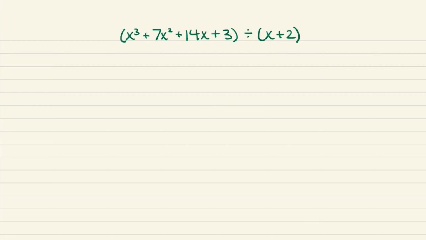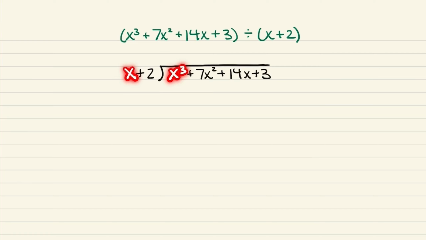So first we're going to write our long division bar, and then our divisor, x plus 2, goes on the left, and our dividend goes underneath. Okay, now we look at our first two terms, x and x cubed. What can I multiply x by to get x cubed? That would be x squared.